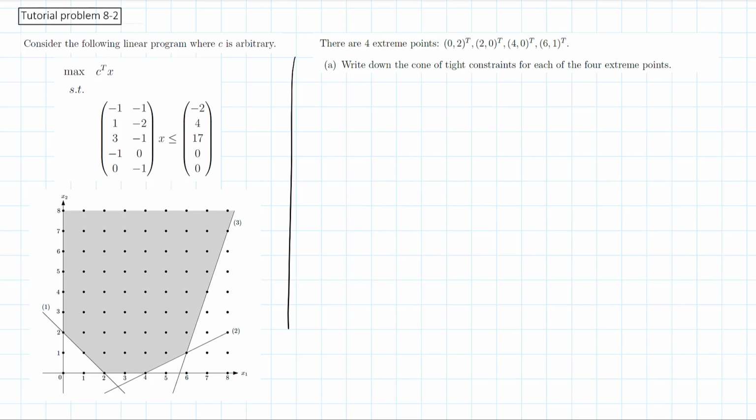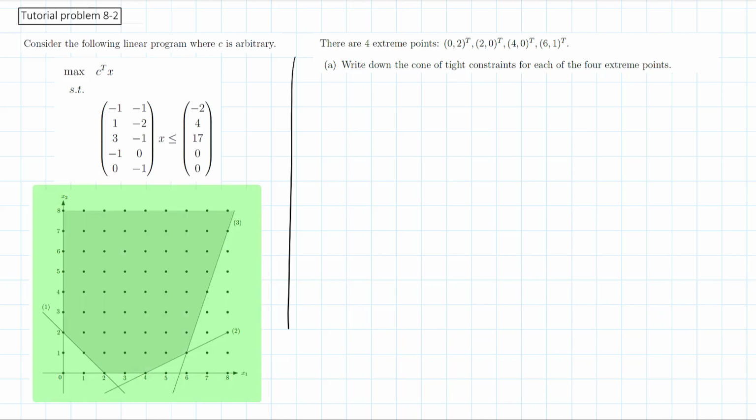Hello! We have a problem that looks at the relation between geometry and optimal solutions. We have a linear program here where the constraints are written in the form Ax is at most b, the standard form for a polyhedron. Also note that this LP is derived from standard equality form. We put the non-negativity here in the last two constraints.